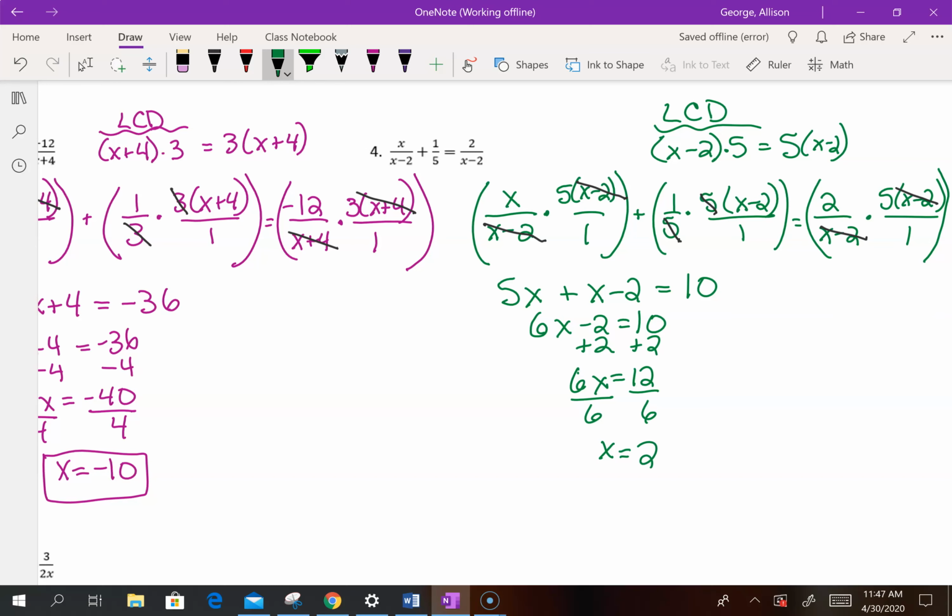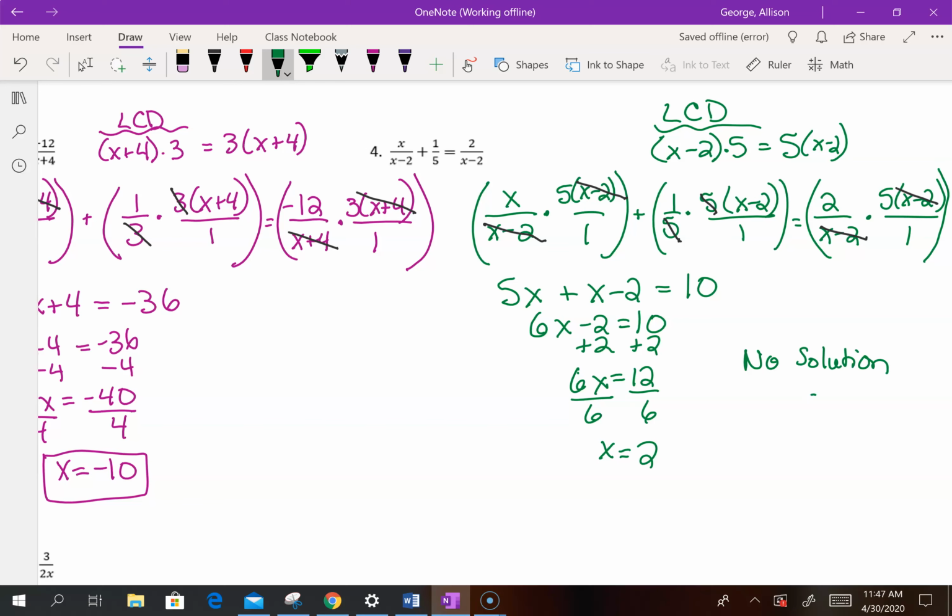Alright, so remember, got to check the denominator. So if I plug that in for x, 2 minus 2 is 0. So I can't use that answer. I don't have any other answers. So this problem is undefined and it has no solution.